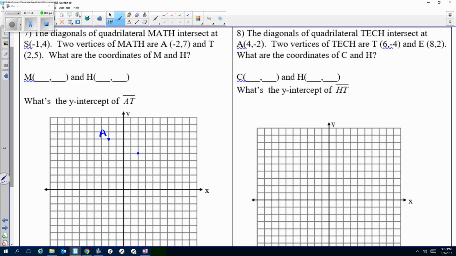That's exactly right. You have it in the same spot as I do, because I think I have that right. And our S is the intersection of the diagonals. So our S is our intersection. I'm going to put that in a different color. S was at -1, 4.